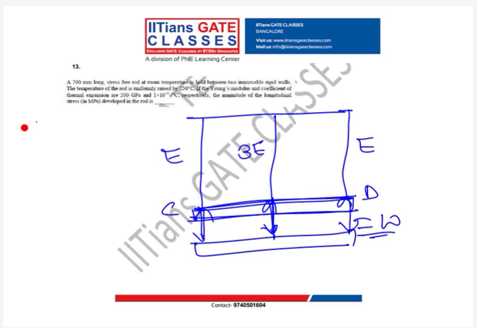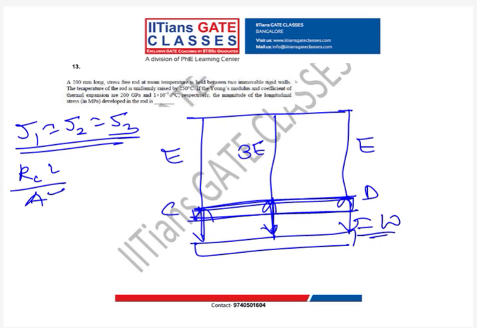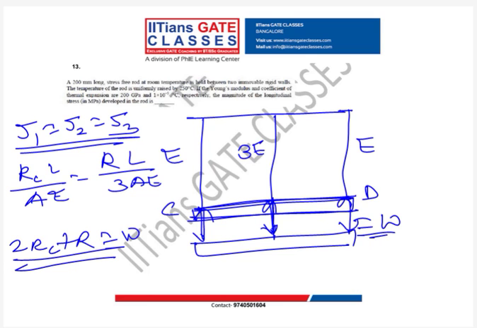So what we saw here is delta 1 is equal to delta 2 is equal to delta 3, and we know delta 1 is RC L upon AE, equal to R L upon 3AE. And the other condition is 2RC plus R is equal to W. Why 2RC? Because your RC and RD will be the same, as both have the same material.